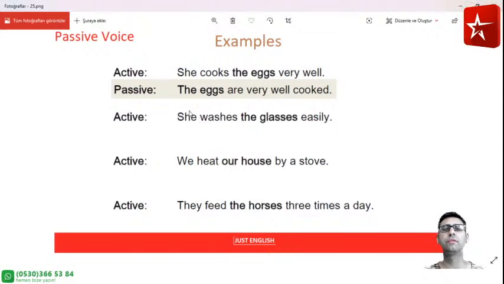Right, okay, so the second one. She washes the glasses easily. So, what does it mean?